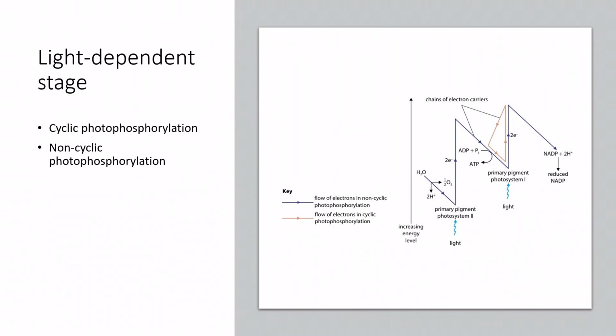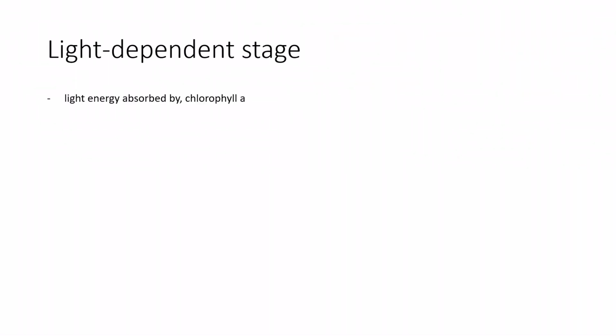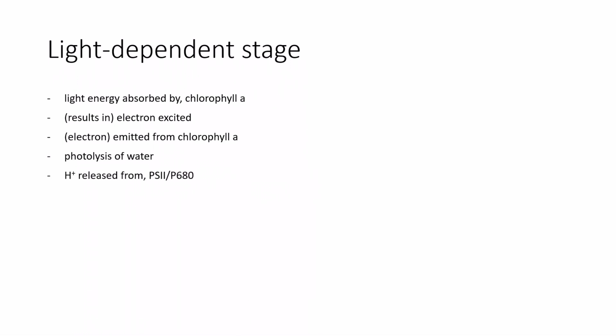During light-dependent stage, light energy will be absorbed by the chlorophyll A, and this would result in electrons to be excited. The electrons would then be emitted from chlorophyll A, resulting in the photolysis of water. Hydrogen ions would be released from photosystem 2, while the electrons would be released from photosystem 1. The released hydrogen ions and electrons would combine with NADP to form reduced NADP.